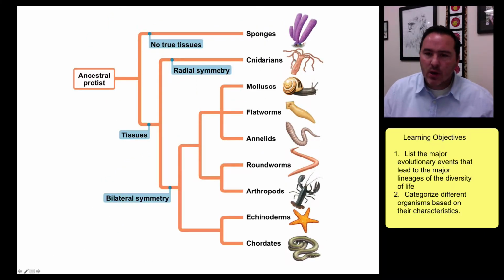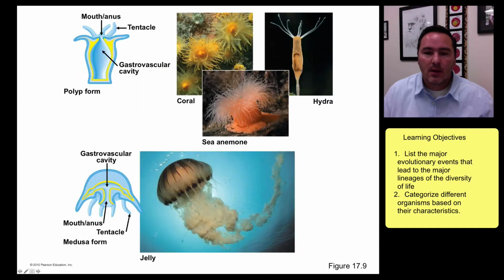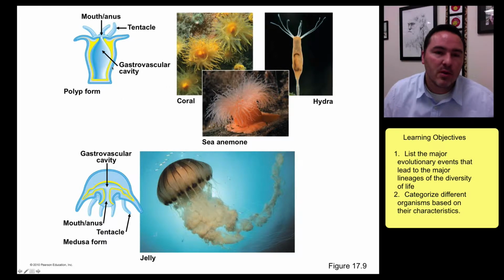So what we're going to do is just work our way down this tree. We already just talked about sponges. They're very simple organisms, and now we'll look at cnidarians. Cnidarians are the corals, sea anemones, hydras, and jellyfish, and they have a very simple body form with basically an outer covering and inner covering, and they bring the food on the inside to eat it.